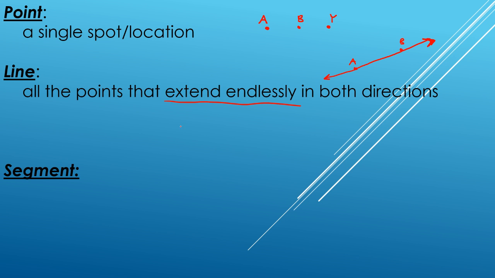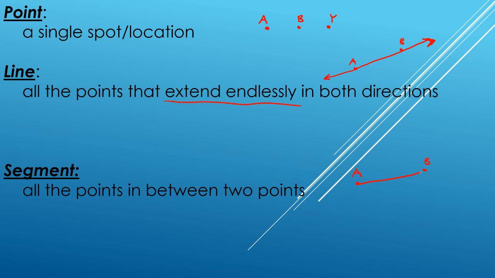Okay, now for a segment. A segment is all the points in between 2 points. So this is more limited than a line. So I've got 2 points, and we're including all the points of A and B, and then those in between. A segment is cut off at A and B, or at the 2 endpoints. It doesn't extend endlessly like a line does.